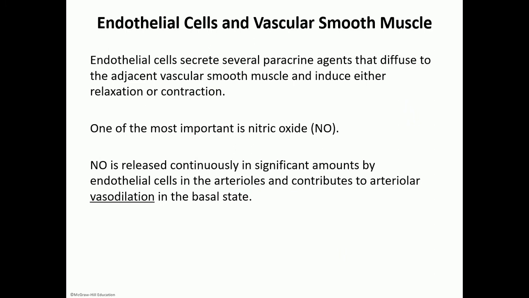Now, the importance of the endothelial cells of our blood vessels: healthy endothelial cells have a huge role in preventing clots from forming inside of the blood vessels. They secrete different chemicals known as paracrine agents, and those can lead to either vasoconstriction or vasodilation. For example, one of the most important is nitric oxide, and at baseline, nitric oxide is made by these endothelial cells, and it leads to vasodilation of blood vessels.